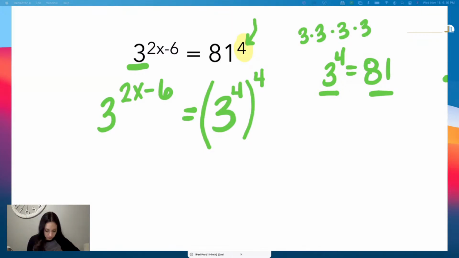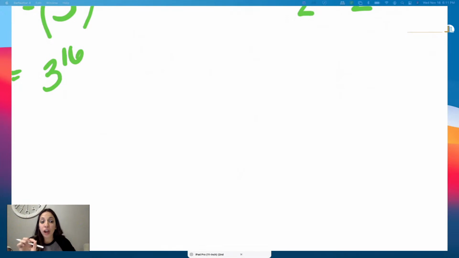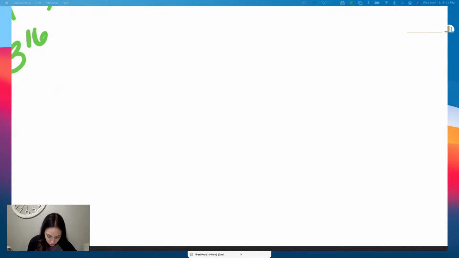Now I'm going to simplify that. 3 to the 2x minus 6 equals 3 to the 16th power. Why is it the 16th power? This is for everybody, K through 8. Everybody needs to, or K through 12, everybody needs to understand exponents. So exponential rules, we're going to go on a total side tangent over here. That's a really thick marker.